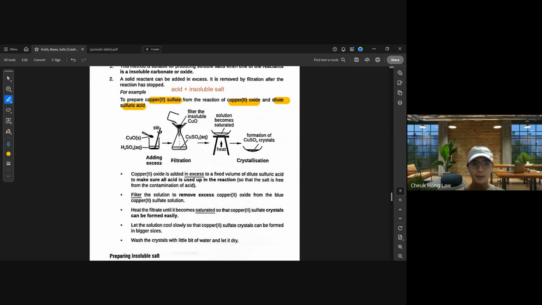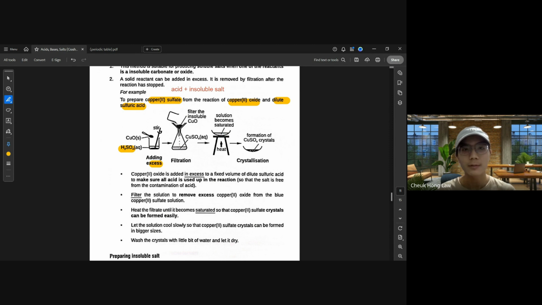Okay, so you add them together and then you add excess copper 2 oxide. The one you're adding in excess is always the insoluble salt. Okay, remember that. Then you stir the mixture until there is excess copper 2 oxide left. So that's the first step. This is to make sure all the acid, all this sulfuric acid, is used up.